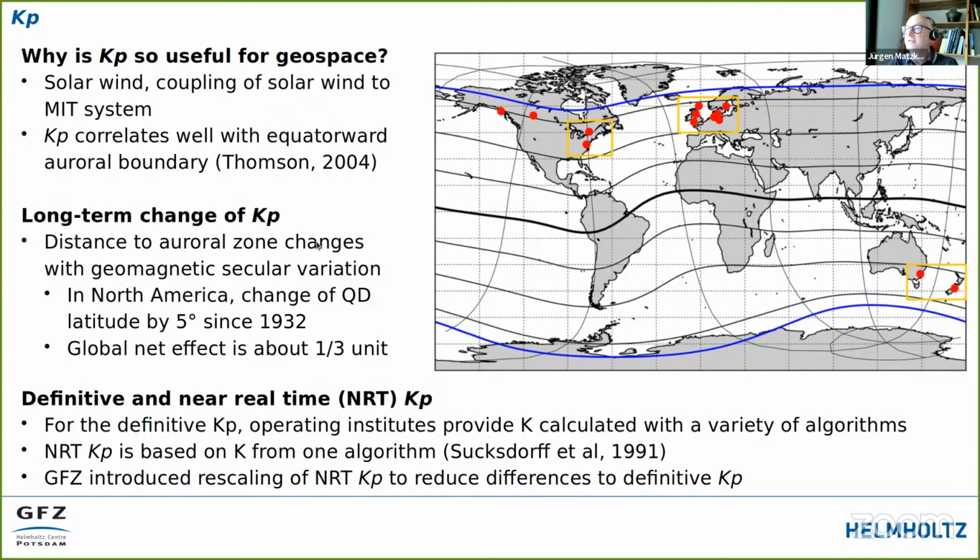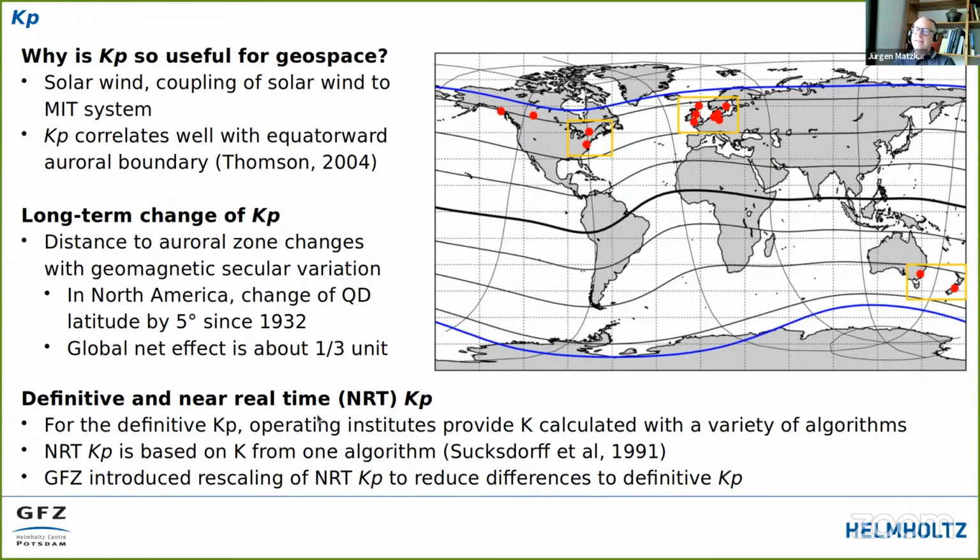But there's also a change in the secular variation of the geomagnetic field. The geomagnetic field is, for example, pushing the geomagnetic North Pole away from Canada, and that has as a consequence that the auroral zone is also moving. Since 1932, this was by about 5 degrees of geomagnetic latitude. And this effect, if you integrate over all stations and the change of the auroral zone, will have affected KP since 1932 by about 1/3 of a unit.